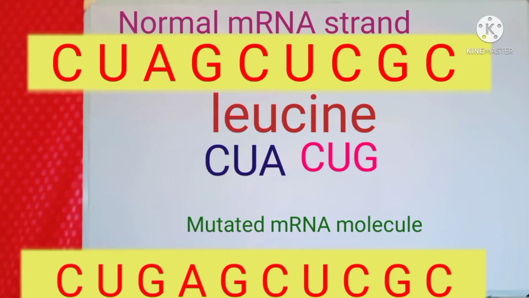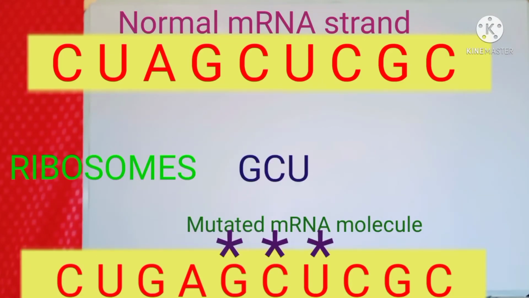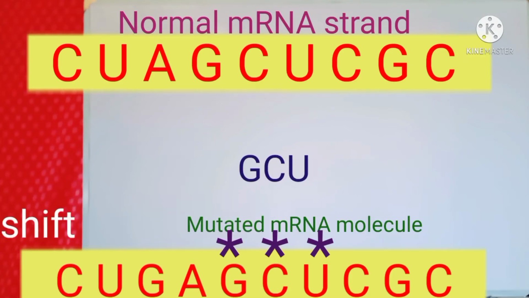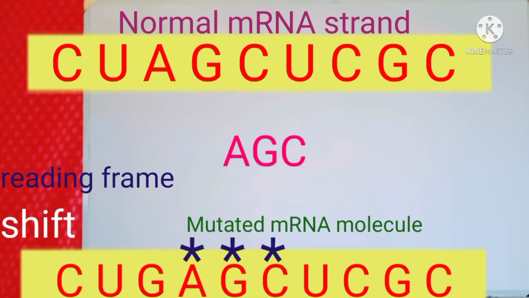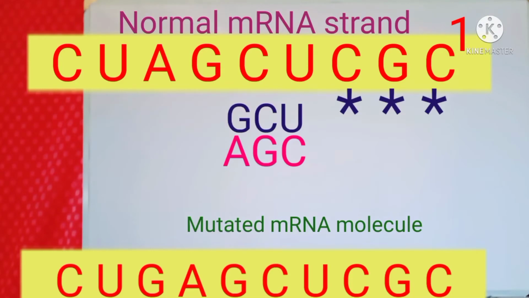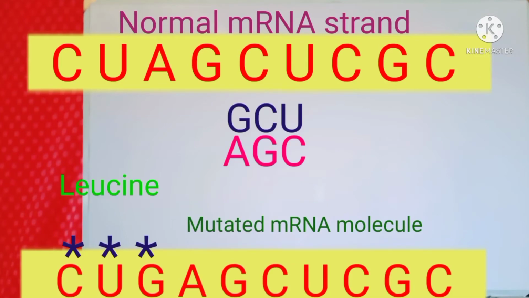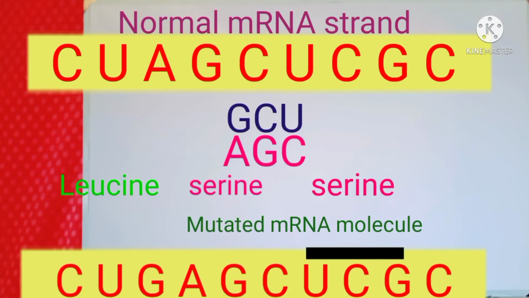But look what happens to the next ones, because we inserted a single nucleotide into our sequence. It shifts all the other nucleotides, which changes the codons read by the ribosomes. The second codon was GCU, but now, with the shift in the reading frame, the second codon is AGC, which is different from the GCU codon. The third codon was CGC, but now it is UCG. CUG still codes for leucine, but AGC codes for the amino acid serine, and the next codon UCG codes for serine again.